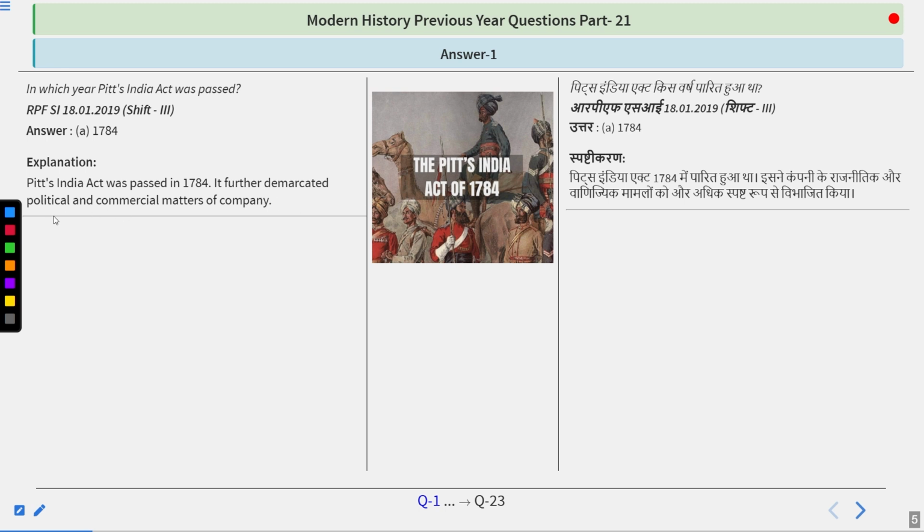It further demarcated the political and commercial matters of the company. Basically, the thing that was added under this act was that along with the court of directors, there would be a board of control. So the working of the East India Company in terms of political and commercial matters was divided. So do remember that the answer is 1784.